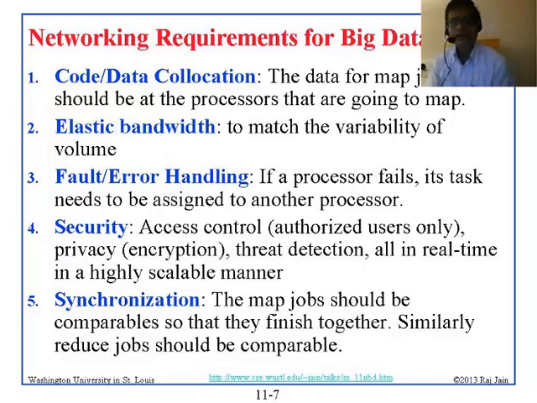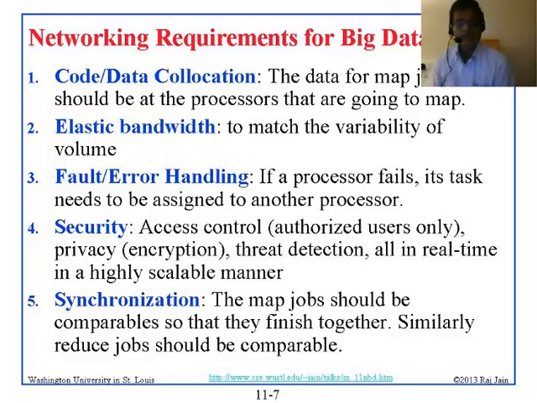Third is the fault and error handling. We keep the data on 3 different nodes, we keep the computation on 3 different nodes, and if anything fails, the job is still complete. Fourth is security. We haven't gotten into security in our networking issues, but with all the VLANs and other things, only authorized users can get access to the data, other people cannot.